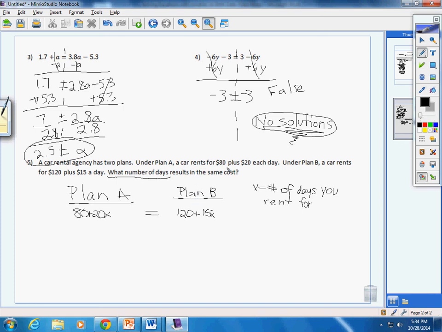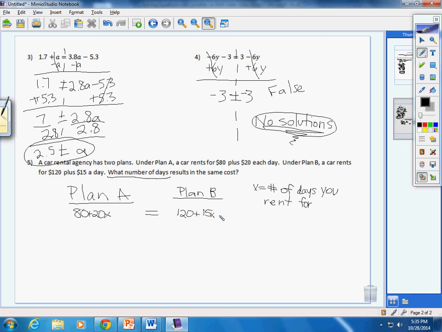Under plan A, a car rents for $80 no matter what. You rent it, you pay 80 bucks. Then you also pay $20 times every single day you rent it, since X represents the number of days. So if you rent it for 1 day, it's going to cost you $20 for that, plus $80, it'll be 100 bucks. If you rent it for 2 days, it'll be $20 times 2 is $40, plus your original $80, so it's going to be $120. That's how that works.